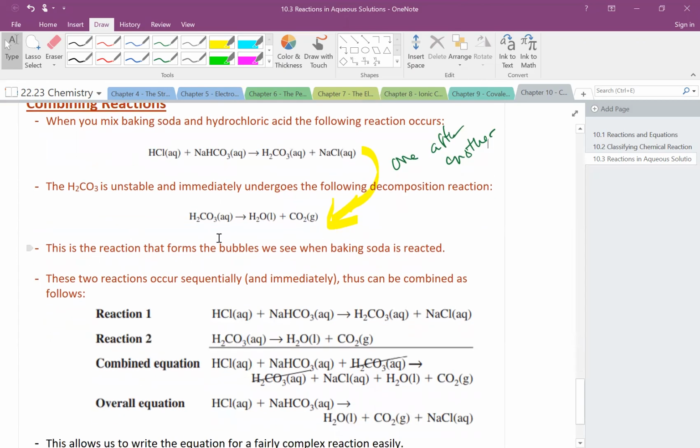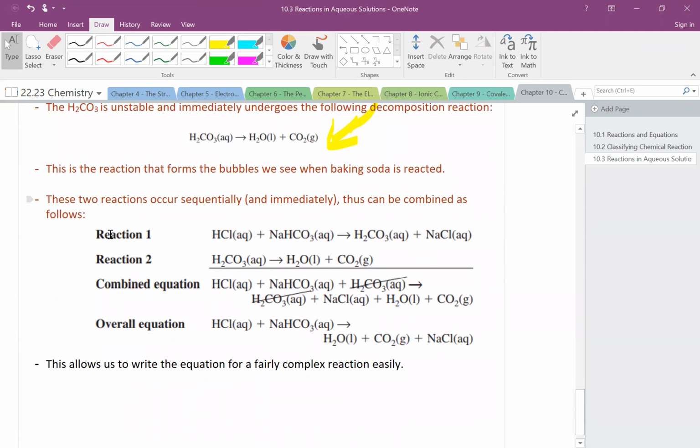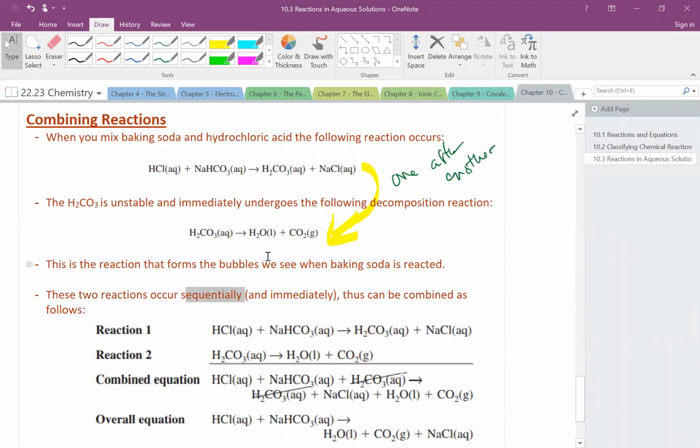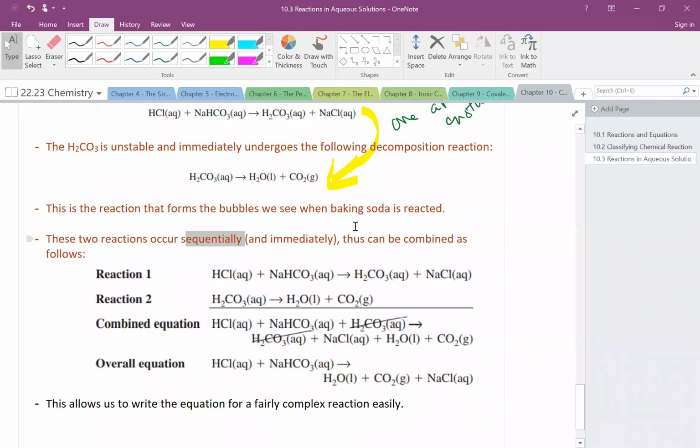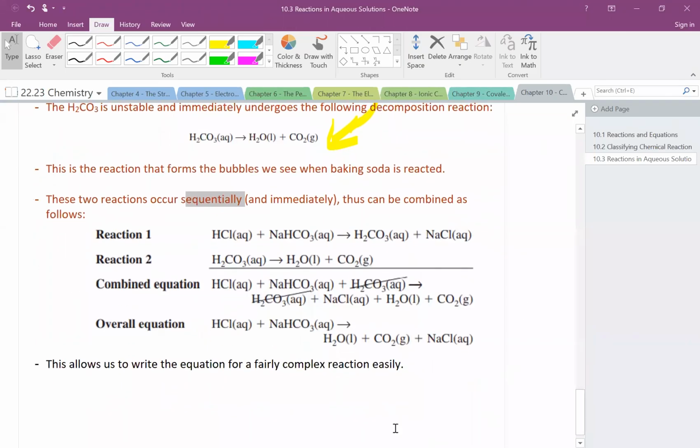And the second reaction is actually what forms the bubbles we see when baking soda is reacted with an acid. Now, it's important to remember these reactions occur sequentially. So this happens, then this happens. There's no pause. It happens immediately. So we can combine these reactions into one net reaction. In order to do that, we'll take our two reactions, put them over top of each other, and add them together. Now you can see H2CO3 is a reactant for our second reaction and a product for my first reaction. So those two things are going to cancel out.